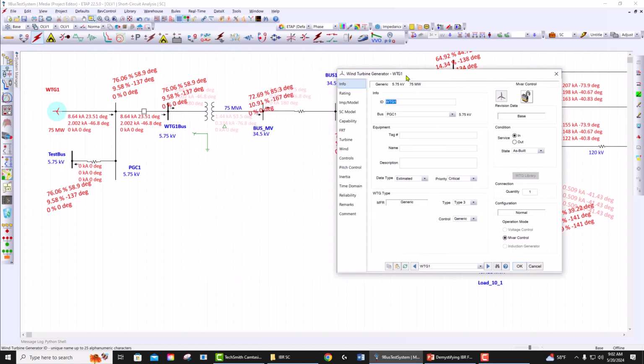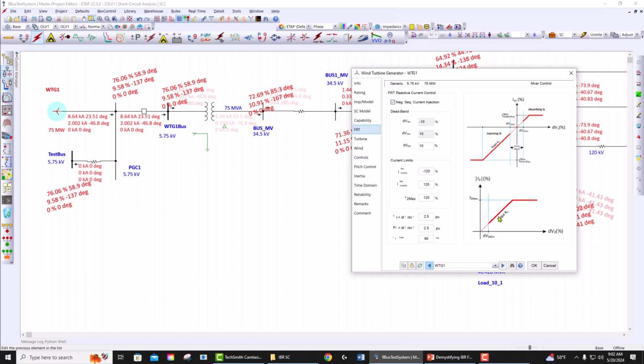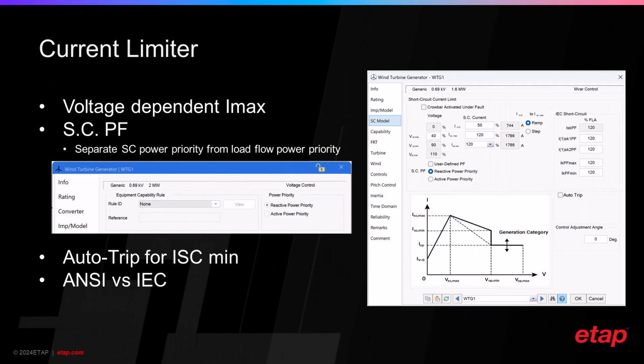Now, this is really important to understand that in the FRT page, if you look here, it says that if the negative sequence voltage is less than 10, there should not be any negative sequence injection. But you see that there is some negative sequence injection in this case while the voltage is less than 9.58. Now, this comes to the very important aspects of the way that we model IBRs for short circuit study.